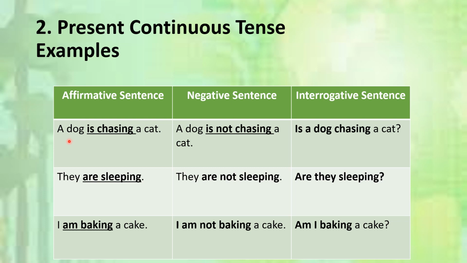Here is the first affirmative sentence. A dog is chasing a cat. A dog is not chasing a cat. You will add not after the auxiliary verb in your sentence. Is a dog chasing a cat? You will take out the auxiliary verb in the start of the sentence, and after that you will write your subject, and then you will write the fourth form of verb and object or extension.